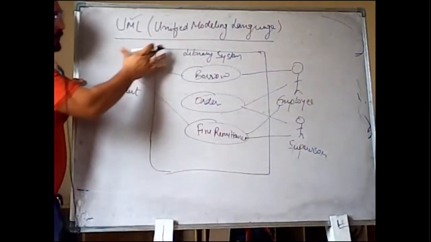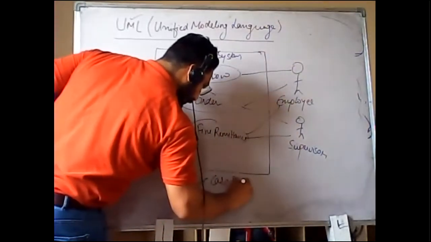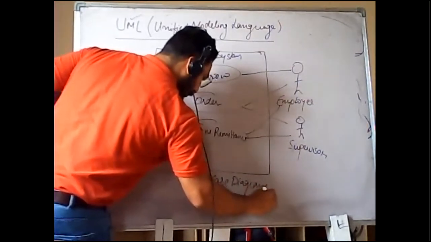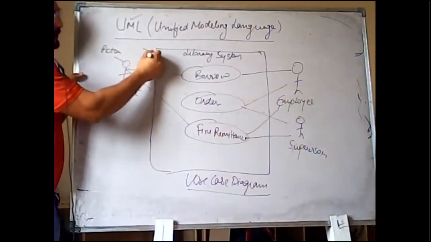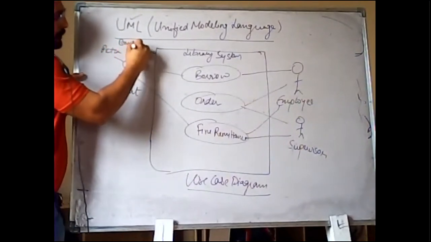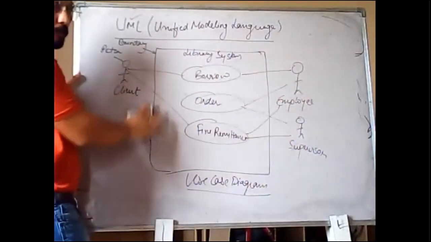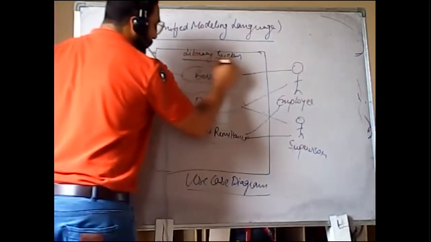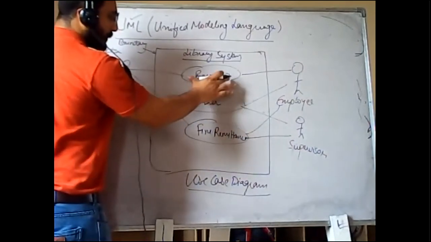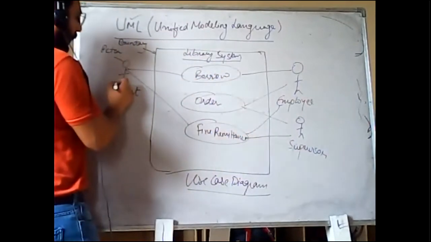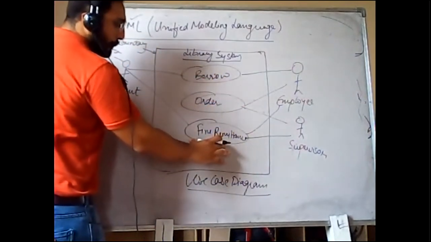Okay, this is your use case diagram. In this is your actor. This is your system boundary. Okay, and I have mentioned the system name here, that is library system. These are the use cases, or you can say these are the goals that are performed by an actor. Okay, borrow, order, fine remittance.